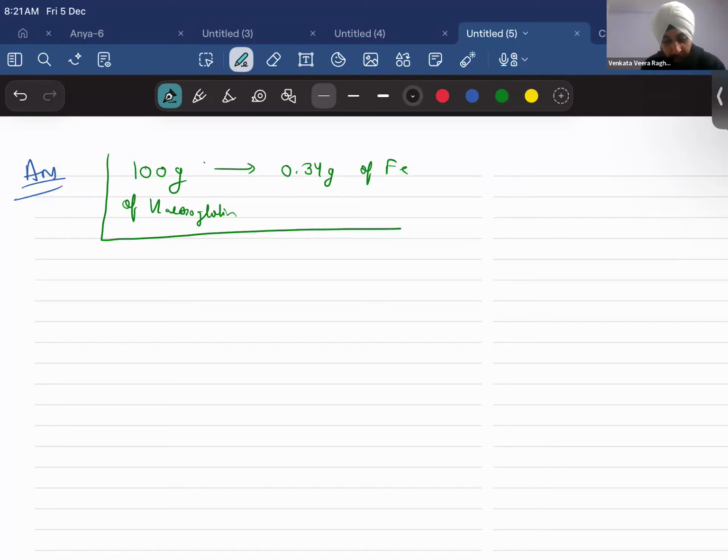So now I am not having 100 grams. How many grams of hemoglobin am I having with me? Just 3.3 grams. So what should I do? You know the basic math, right? 3.3 into 0.34 divided by 100 you have to do. Do you agree with me?